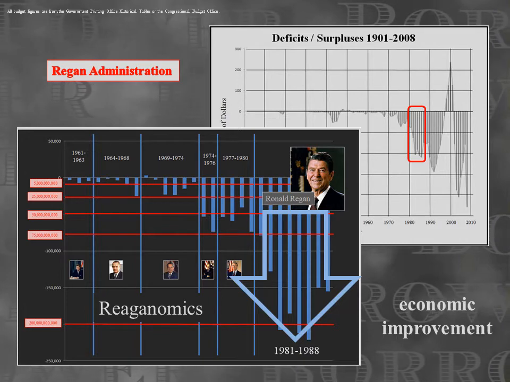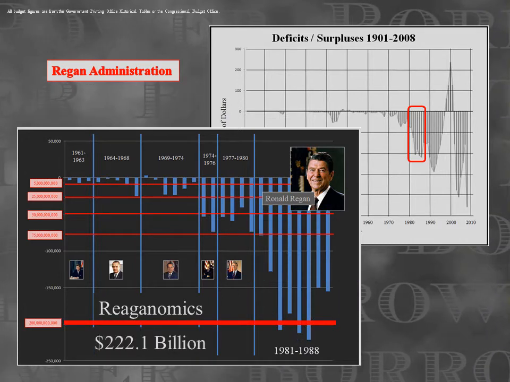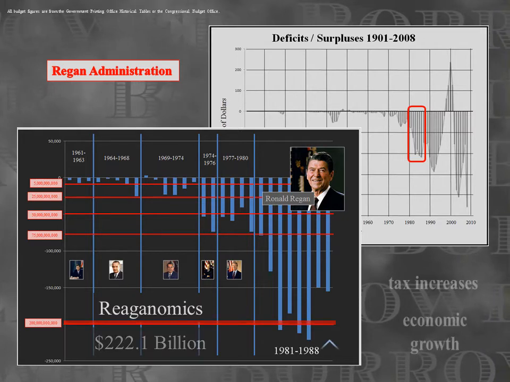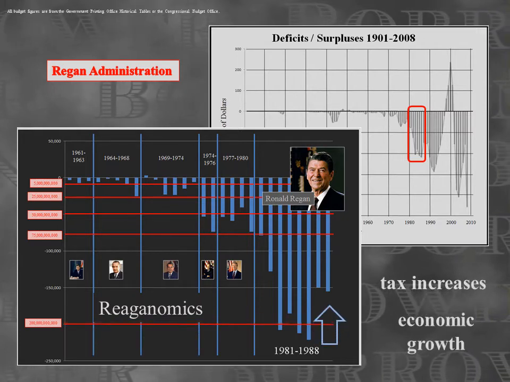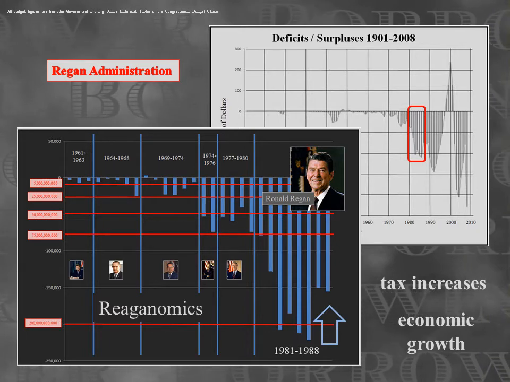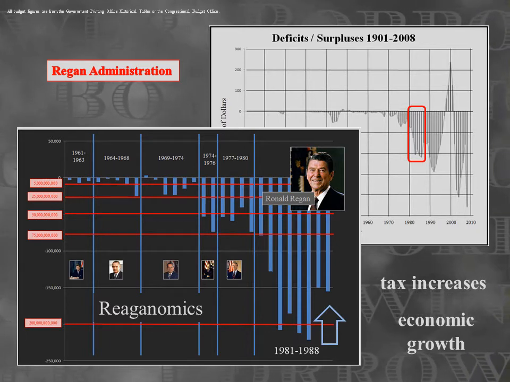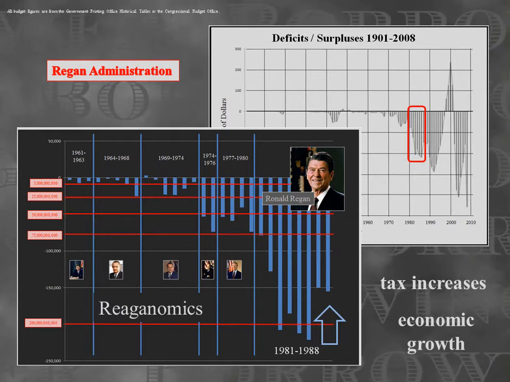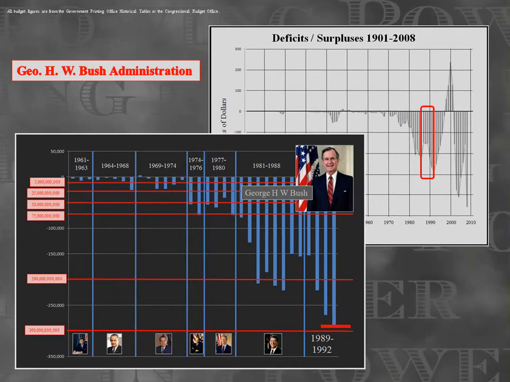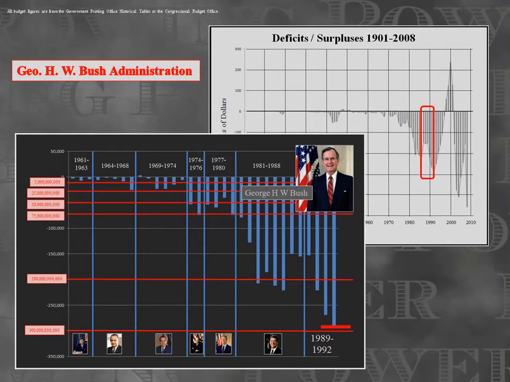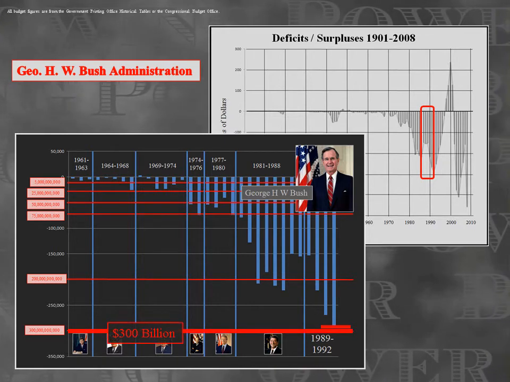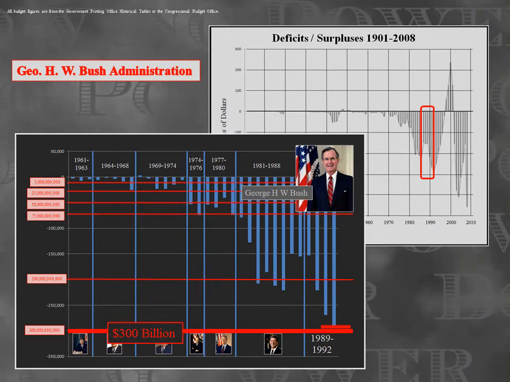Some deficits exceeded $200 billion, peaking in 1986 at $222.1 billion. Subsequent tax increases and economic growth led to greater revenue, but deficits of around $150 billion continued. Deficits increased again during the George Herbert Bush administration, rising from the $150 billion level to $290.3 billion in 1992.